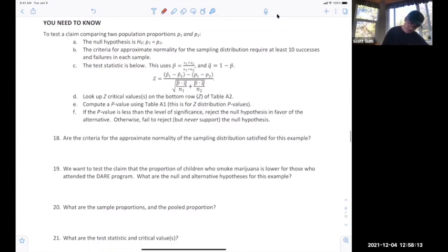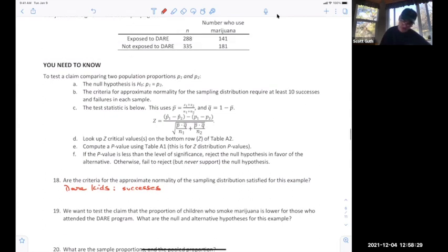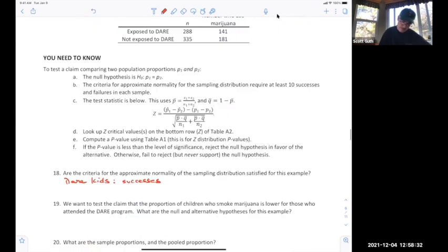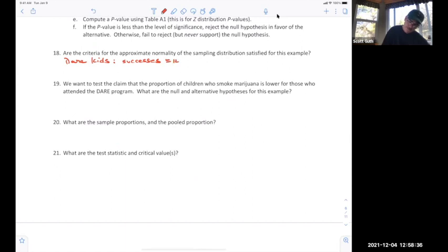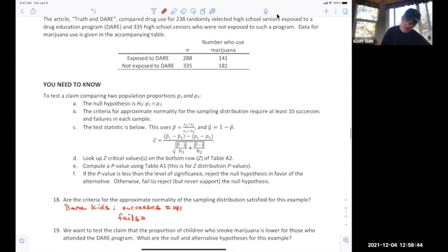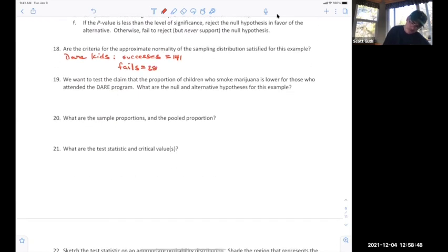We've got DARE kids. Now the success, unfortunately, is using pot. So the successes, if you check, there are 141 of those right here that use pot. And then the fails would be the complement. Altogether, there are 288 DARE kids, and you subtract out the successes to get the fails. That's going to be 147, it looks like. Both of these are greater than or equal to 10.